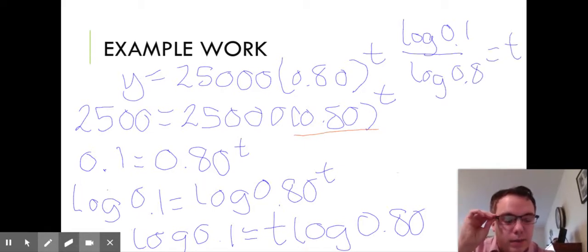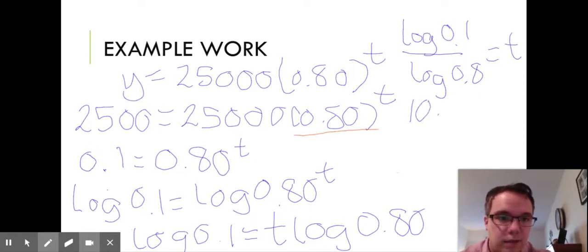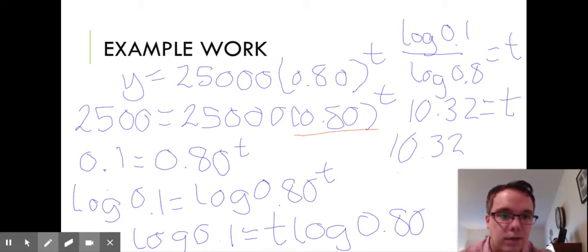So this is something you just have to plug into your calculator. Be careful of your parentheses. Make sure you close after the 0.1 for the log of 0.1 and after the 8 for log of 0.8. And if you put that in your calculator, you should get 10.32. So it takes 10.32 years to depreciate to $2,500.